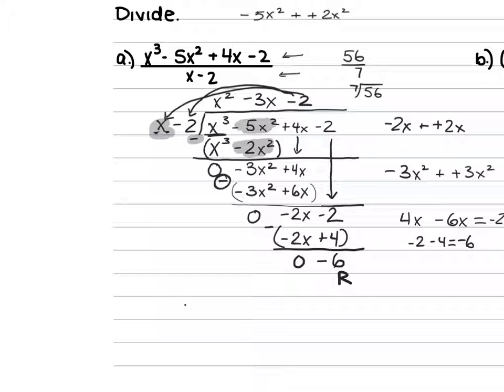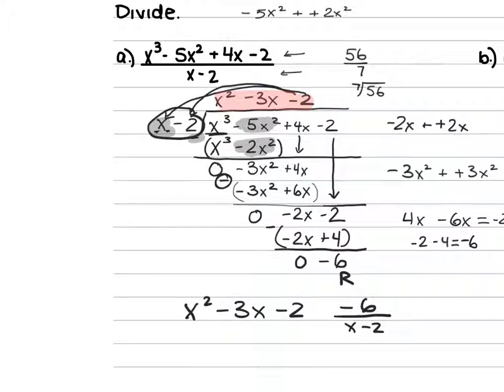So my answer is x squared. It's that thing up top. Here's going to be our answer right here: x squared minus 3x minus 2. And our remainder is going to look like this: negative 6 over x minus 2. Why the x minus 2 on the bottom? Because it's out of this.